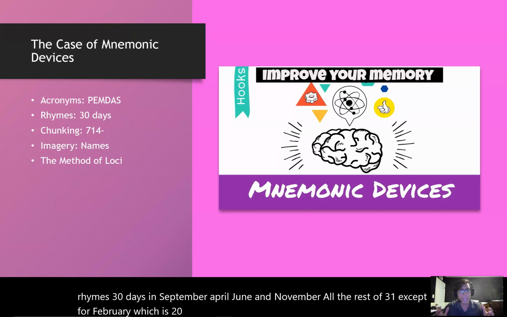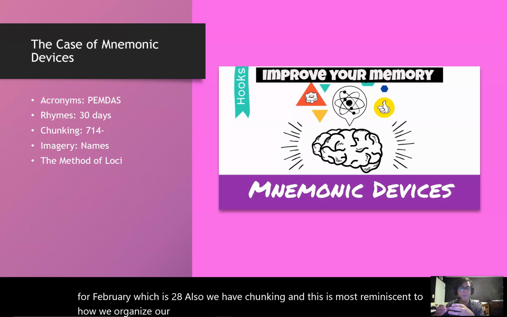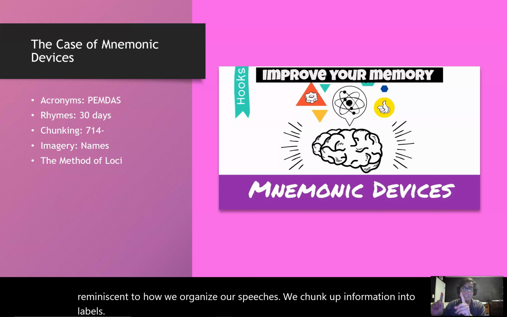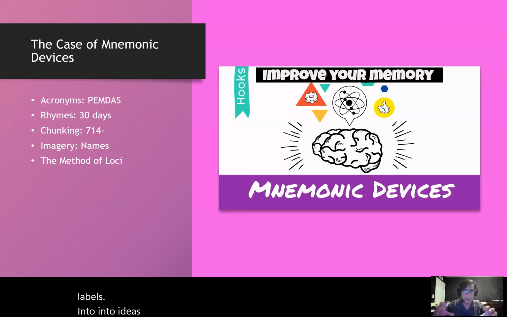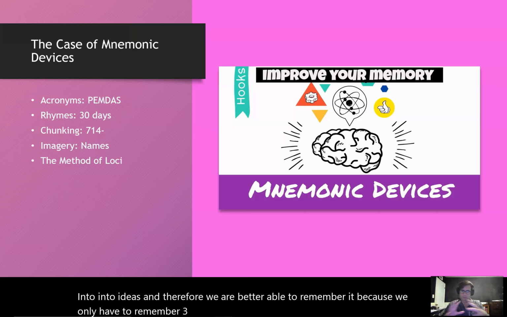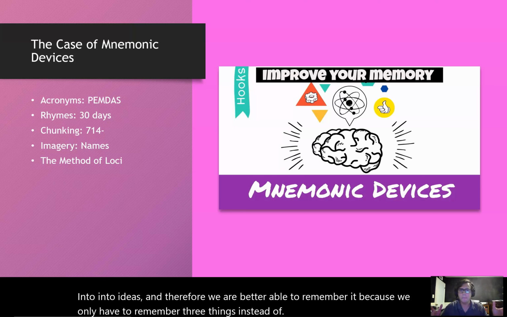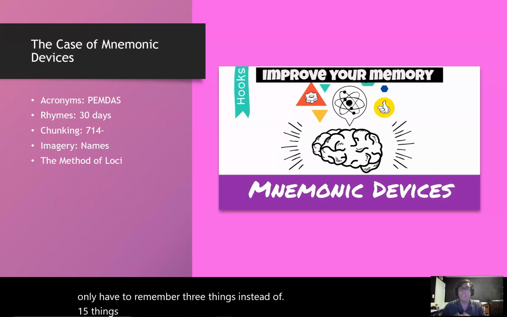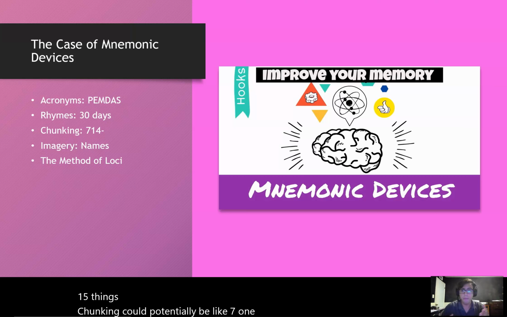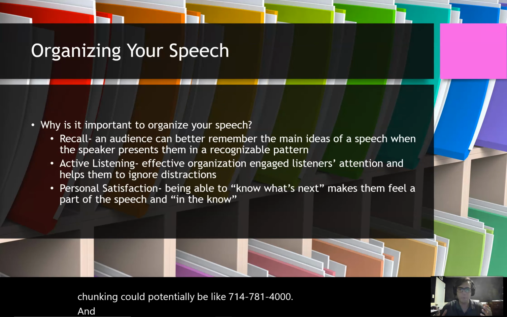Also, we have chunking, and this is most reminiscent to how we organize our speeches. We chunk up information into labels, into ideas, and therefore we are better able to remember it because we only have to remember 3 things instead of 15 things. Chunking could potentially be like 714-781-4000, phone numbers. And there's lots of ways that we do this, but in general, we organize information for many reasons.